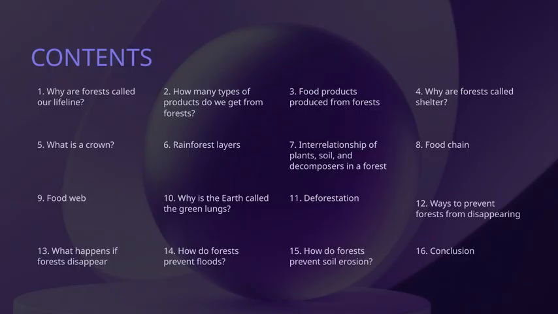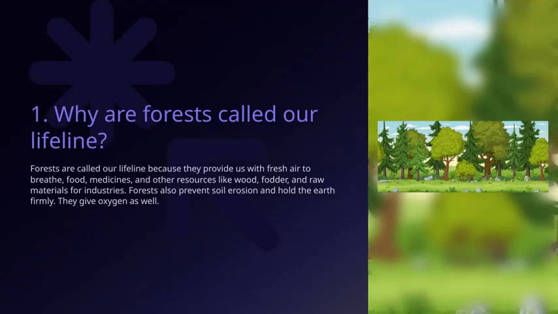Next, we'll look at the interrelationship between plants, soil, and decomposers, which together sustain the forest ecosystem. We'll examine the dangers of deforestation and why it's important to protect our forests. Finally, we'll explore ways we can prevent forests from disappearing, such as sustainable practices and conservation efforts. All these points connect to reinforce the overall theme that forests are truly our lifeline and vital for the health of our planet.